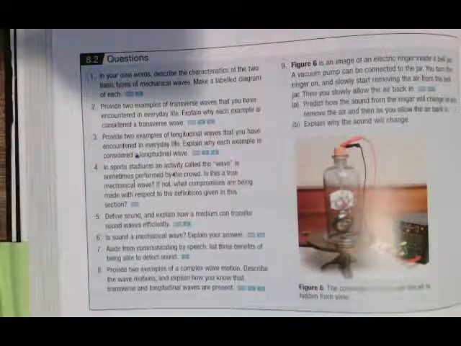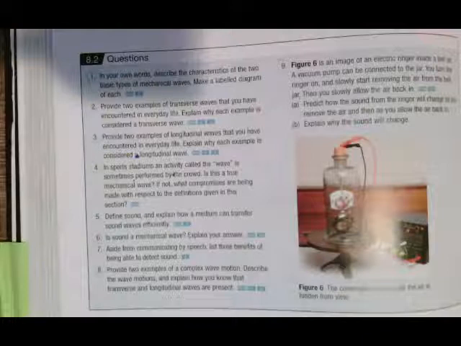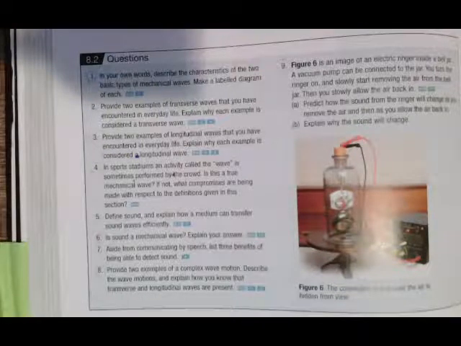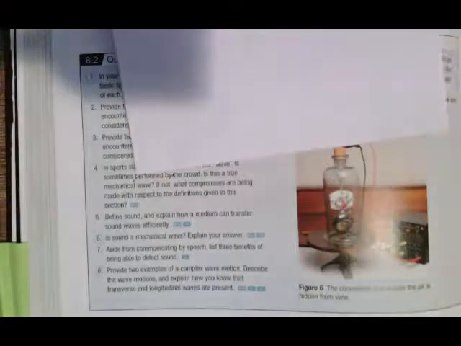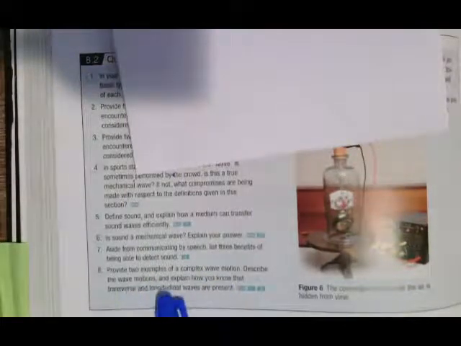8. Provide 2 examples of a complex wave motion. Describe the wave motions and explain how you know that transverse and longitudinal waves are present. 2 example complex waves. So complex wave has transverse and longitudinal, right? Remember the difference between those two? So it has both.